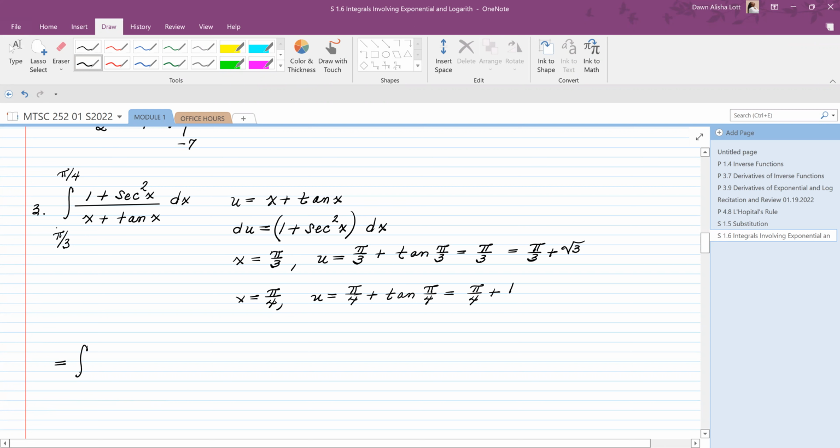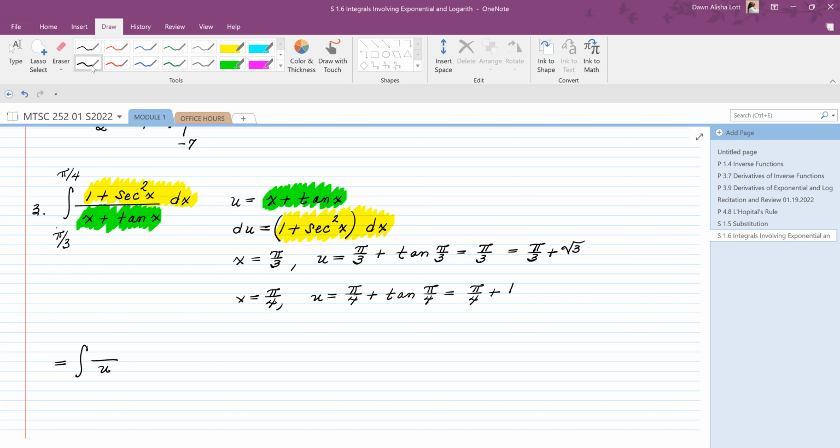This is x plus tangent x. So what is that? That's my u. That's u. So that's good. That goes in the denominator. And in the numerator, 1 plus secant squared x dx. That's the denominator. What is that? That's a numerator. Yep. What did I put there? Oh, 1 plus secant squared. I don't want any x's in my problem. Oh, du. I gotta swap it out.